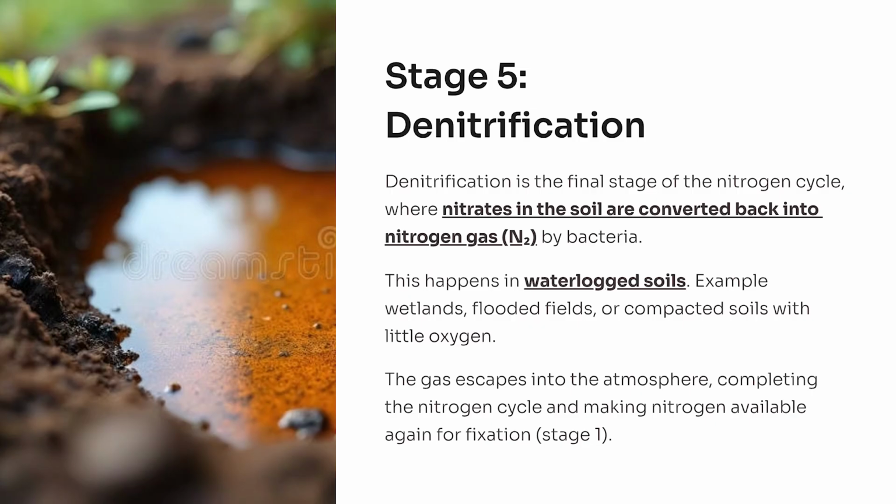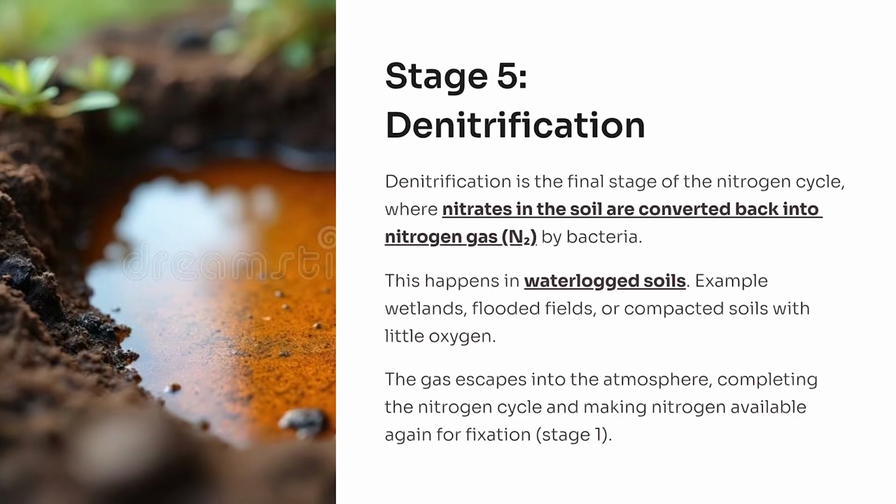This process mostly happens in places where the soil is waterlogged or has very little oxygen. For example, wetlands, flooded fields, or compacted soils are perfect places for denitrifying bacteria to live. Once this gas is back in the atmosphere, the cycle starts all over again with nitrogen fixation.